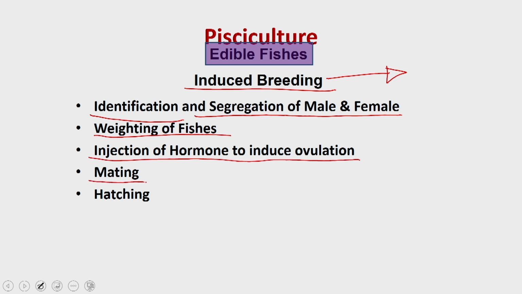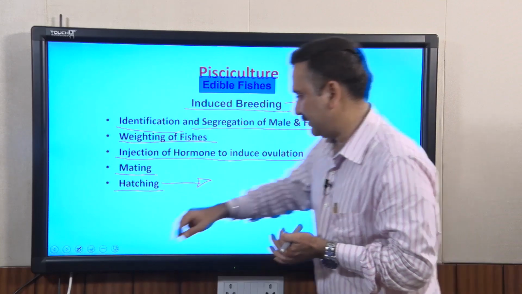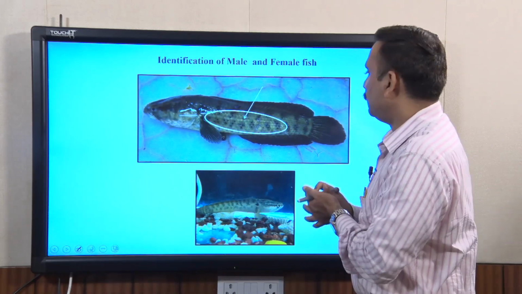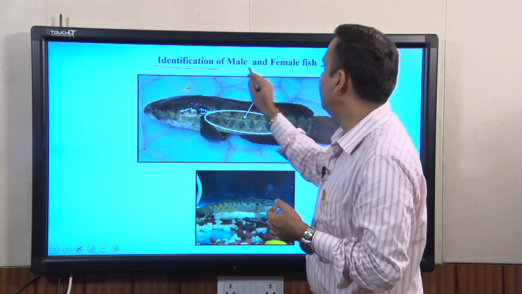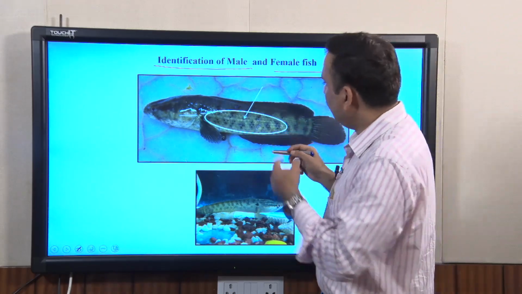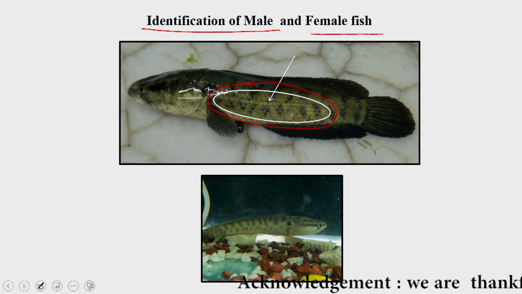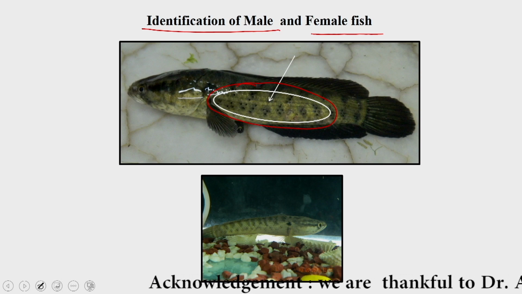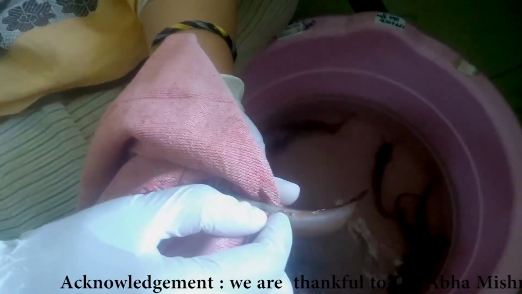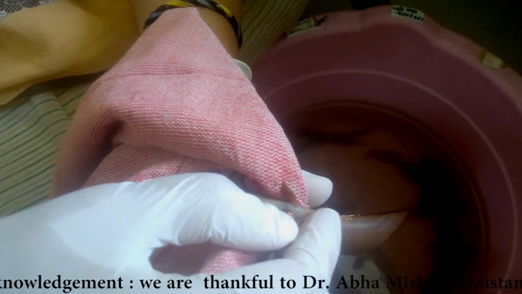Then you have to keep this female for mating, and ultimately you are going to get the embryos which are going to go for the hatching process. So, what you have to do is identify the male and the female fish. For every fish kind you are going to have a discrete identification pattern, whether it is some kind of spots or some kind of growth, which will allow you to identify the male and female fishes.